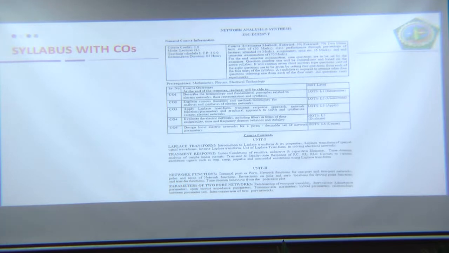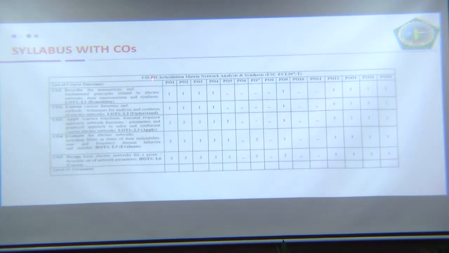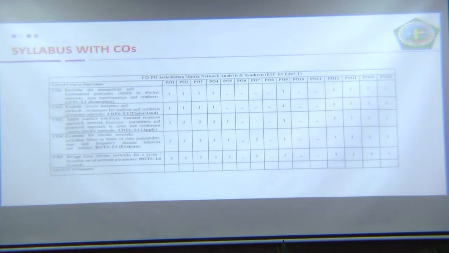Then you can see here, design a basic electrical network for a given set of network. See, this is the course CO-PO articulation matrix. Here you can change the mapping levels, either you keep 1, 2, 3 like that. Once we have framed the syllabus, the course outcomes, and the course articulation matrix, this is the first step that we need to do.